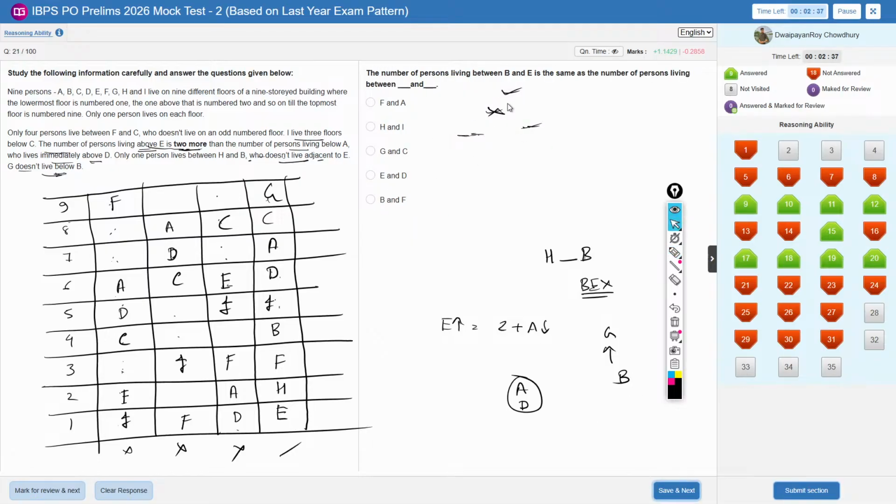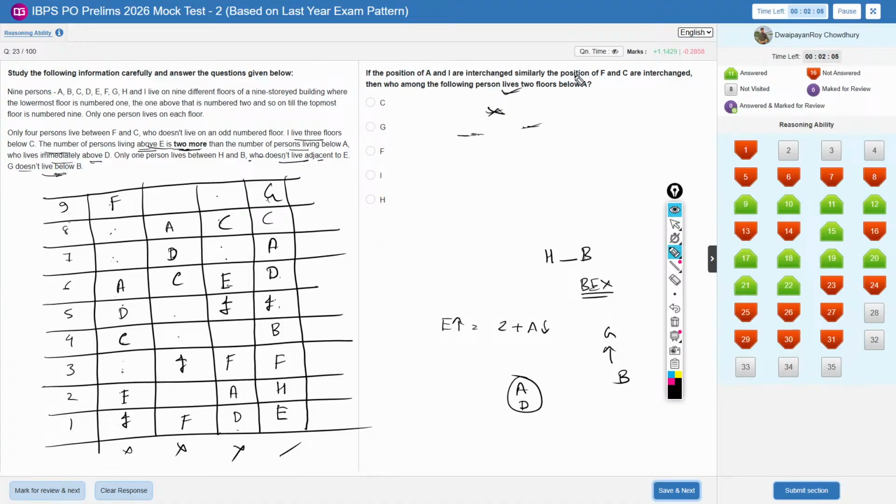The number of persons living between B and E is the same as between F and A. No. H and I. Yes. G and C. No. E and D. No. And B and F. No. Okay. How many persons live between the one who lives 2 floors above H, so B, and the one 3 floors below G, 1, 2, D. So how many persons?